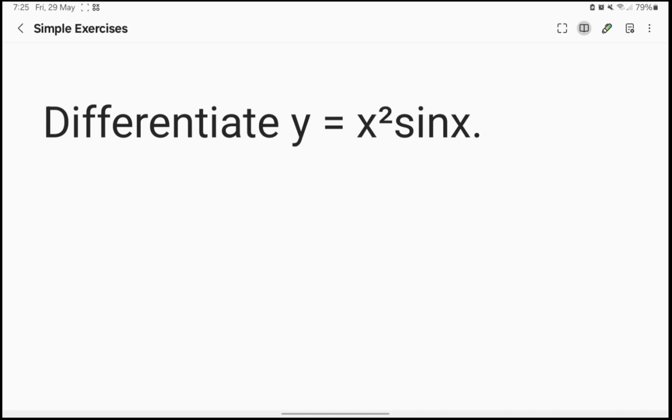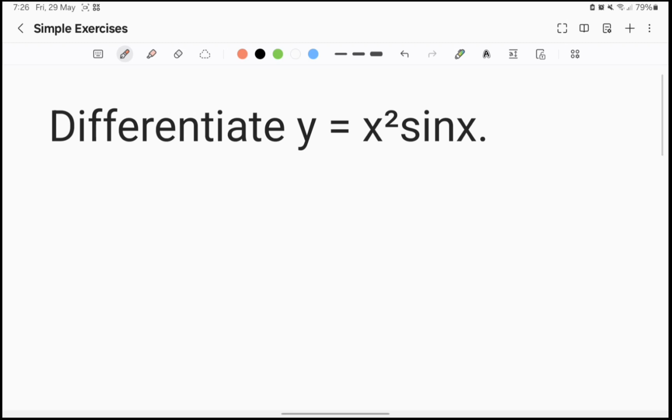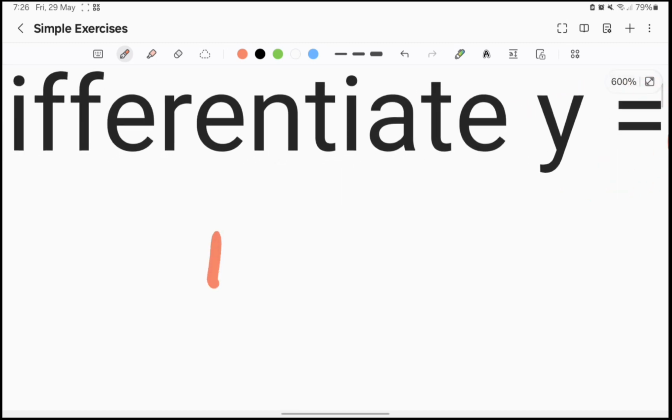Why is this important? This is important because it can help you narrow down the rules that you need to apply to this specific problem. So for example, in this problem, we have two variables. Specifically, these variables are x squared and sine x. Seeing that they are attached, since there are two variables, only one rule can be applied here, which is the so-called product rule.